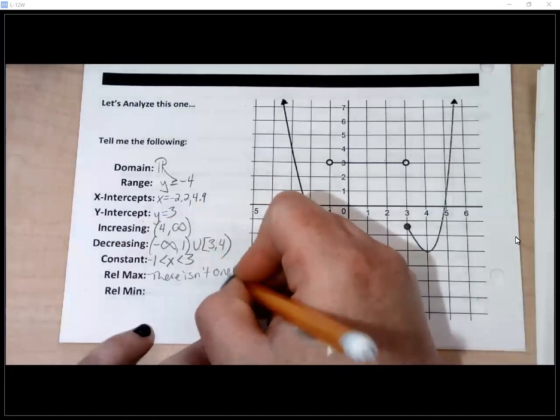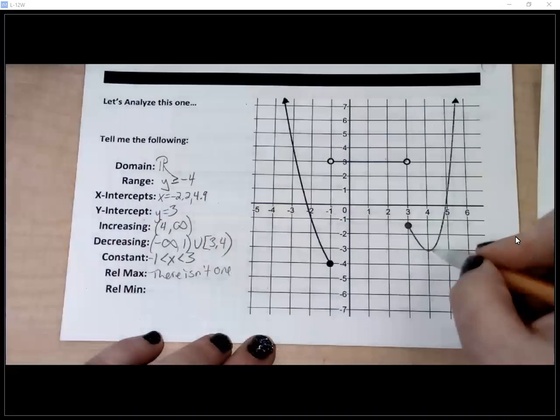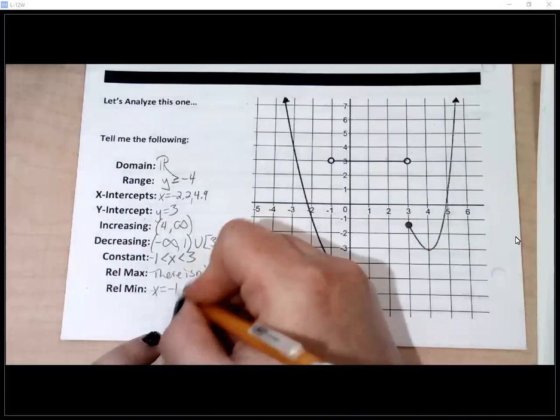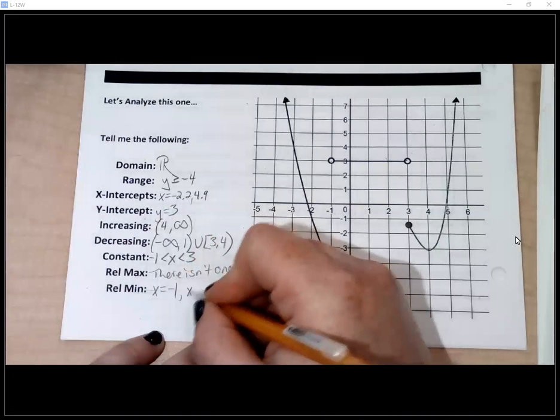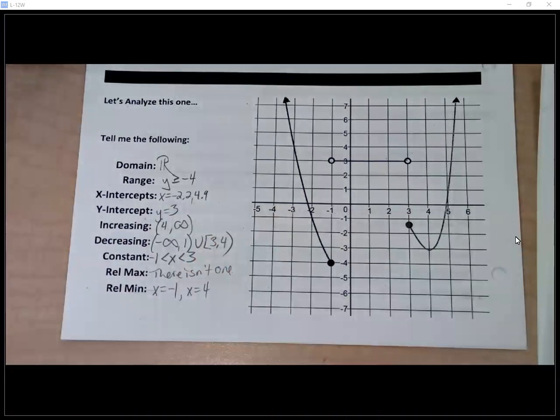Relative min though, I'd have one here and then another one over here. So when x is equal to -1, and again when x is equal to 4. Easy enough?